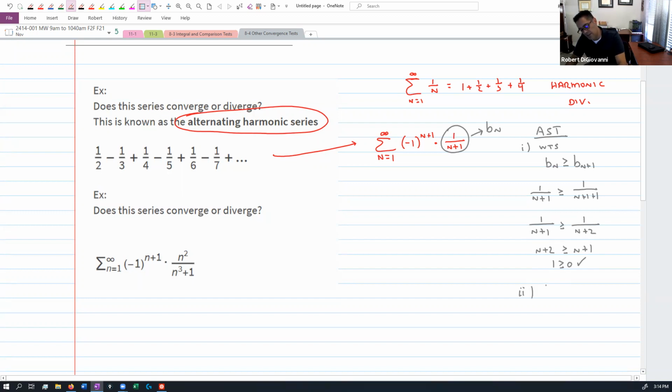Now we just need to take the limit as n goes to infinity of b sub n, and that goes to 0. So check, both of the conditions of the alternating series test are met, which means, therefore, the original series converges. There we go.